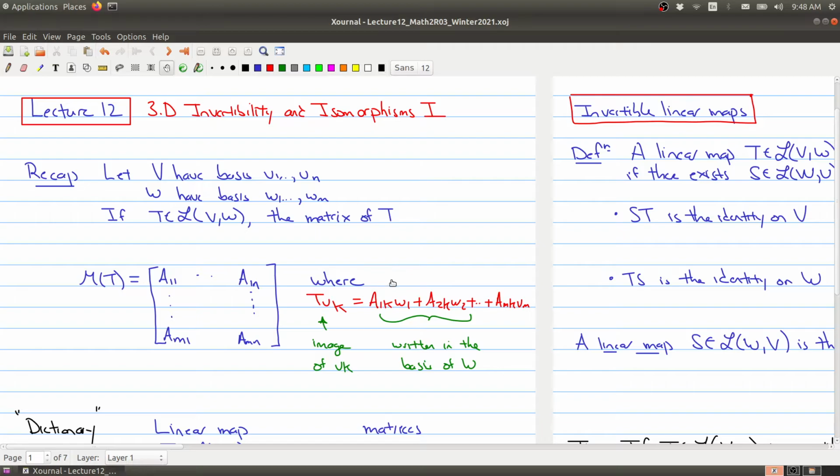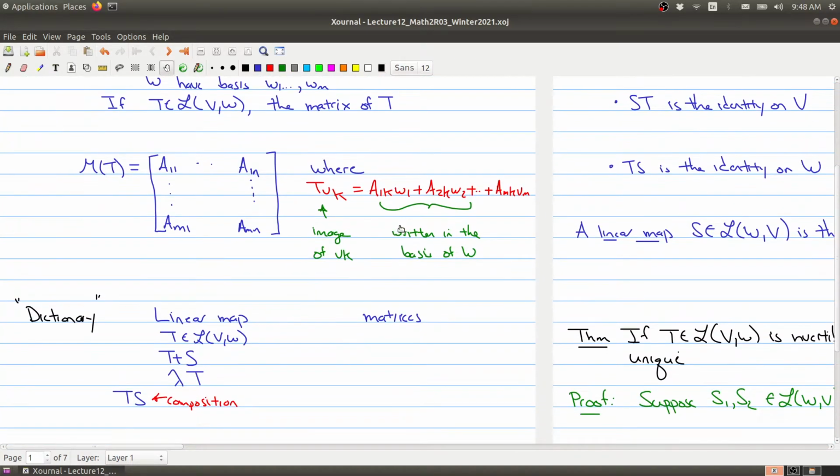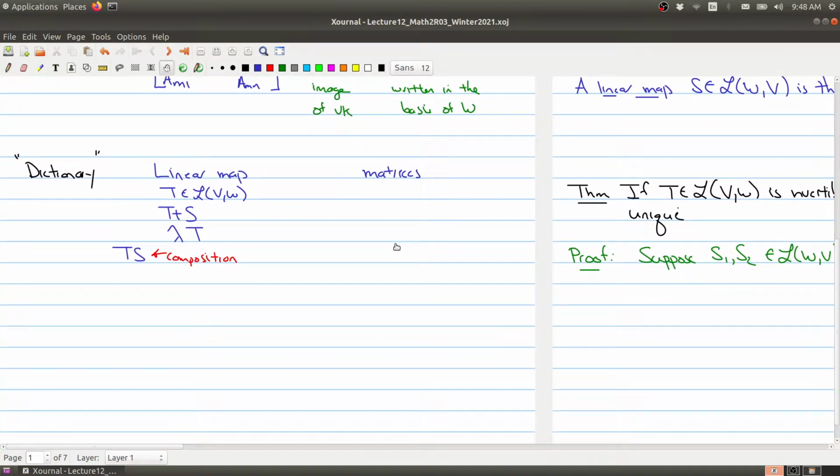What we talked about in the previous lecture is that, in some sense, we're developing a dictionary between linear maps and the material you would have seen in Math 1B03, which is matrices. Let's make this a little more explicit. Once we have a linear map and once you fix a basis, you get a matrix over here. On the other hand, once you have linear maps, you can take their sum or their scalar multiple.